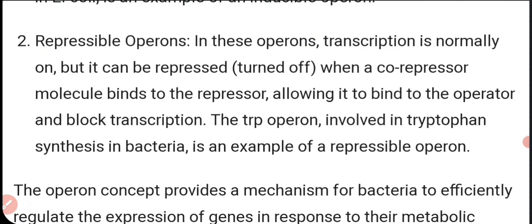So this operon concept is a basic requirement of an organism. Suppose one organism wants to express a gene, so the process of gene transcription will happen. If it does not require any transcription or translation or process of protein synthesis, then it has to stop the operon. By this, the energy will be saved. So we have understood this operon concept.